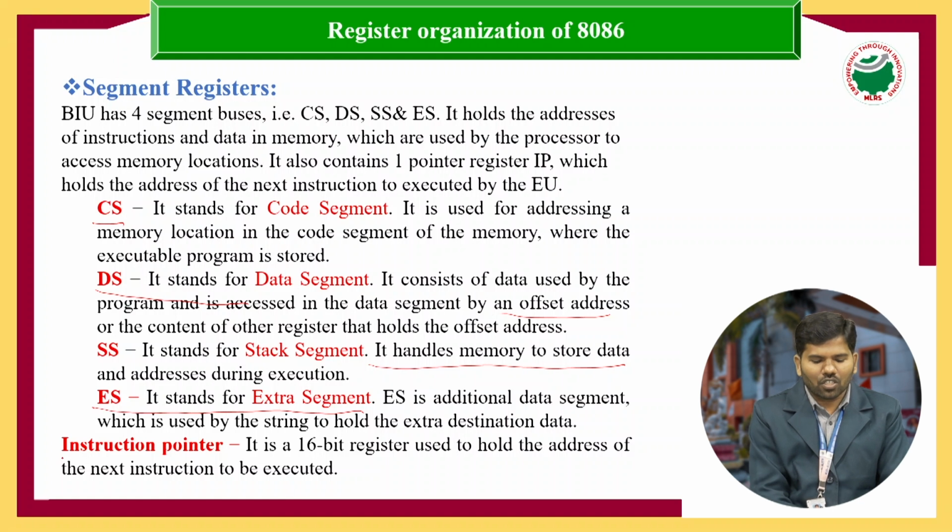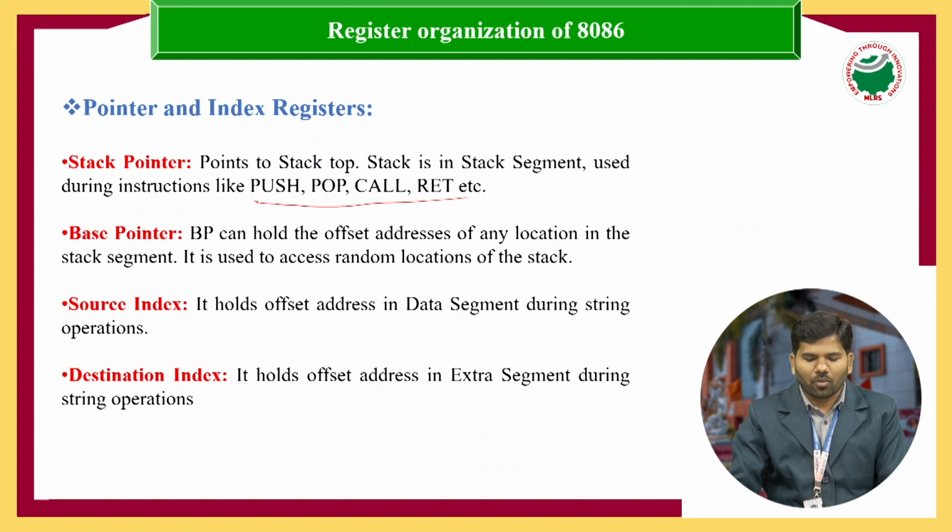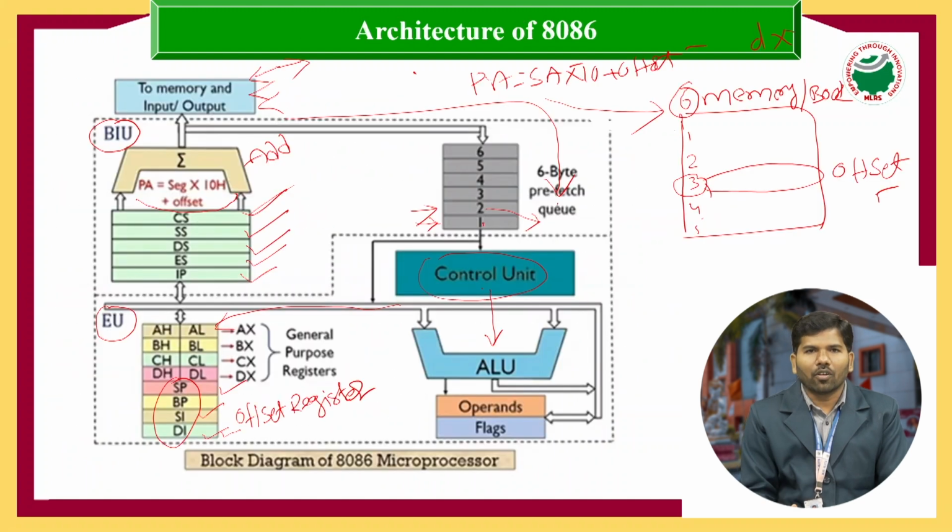The last one is the instruction pointer. It is a 16-bit register used to hold the address of the next instruction to be executed. For example, here I have 2 or 3 instructions. The first instruction will be stored in position 1, the second instruction in position 2, and the third instruction in position 3. Here the first instruction is executed, and the second instruction is going to be executed. So the address of this second instruction will be stored in the instruction pointer. It stores the address of the next instruction to be executed.